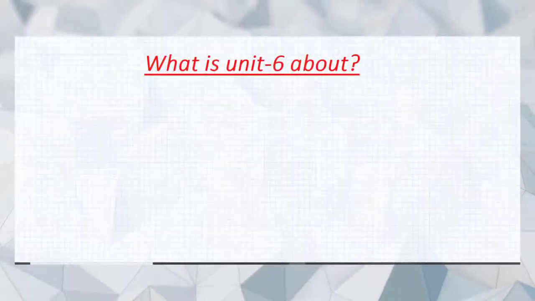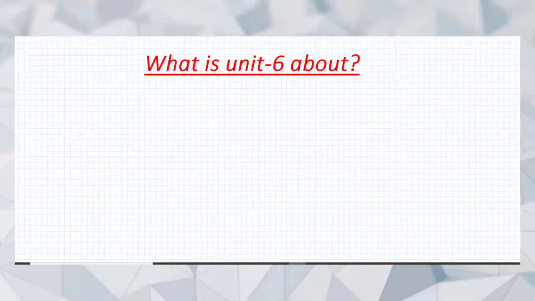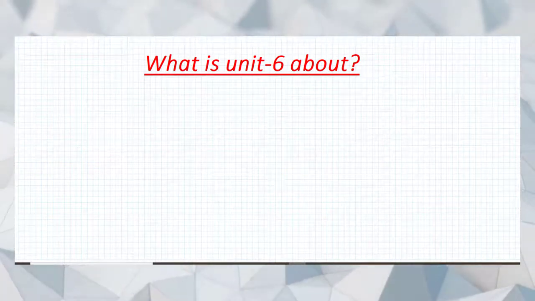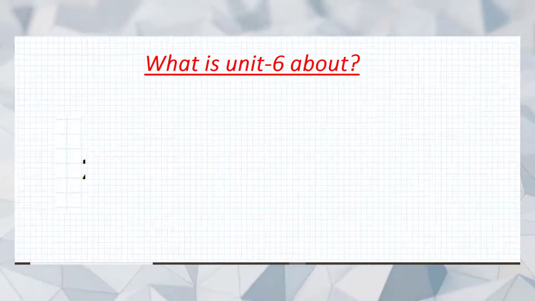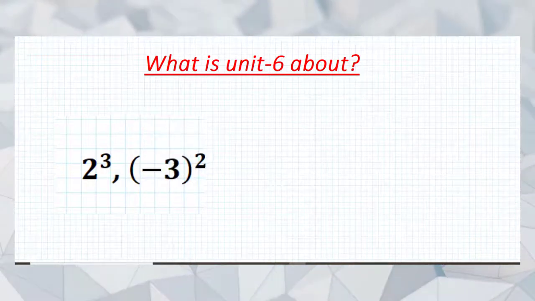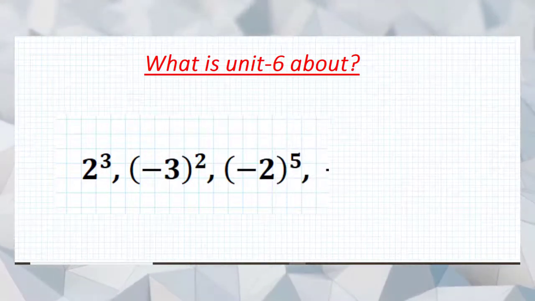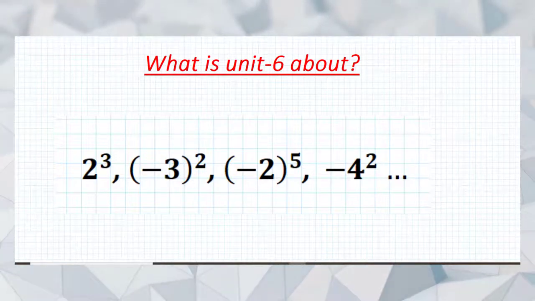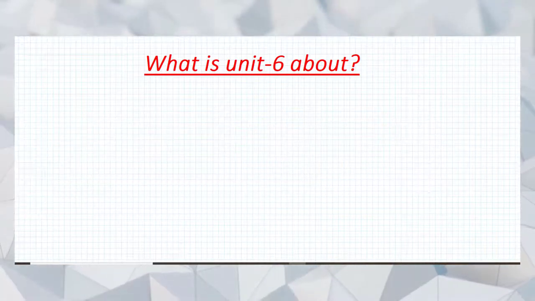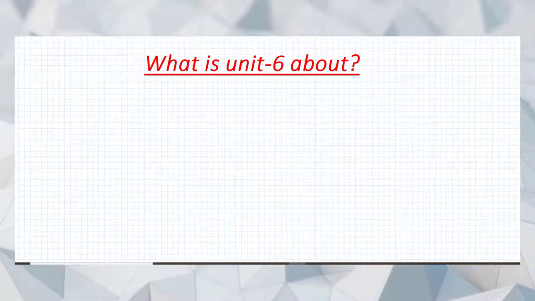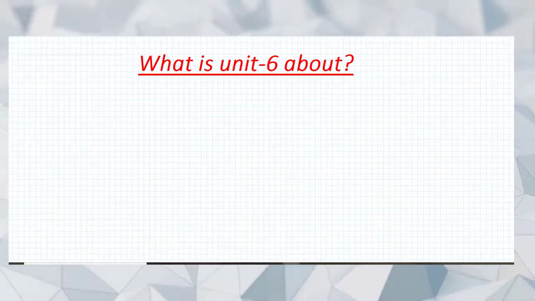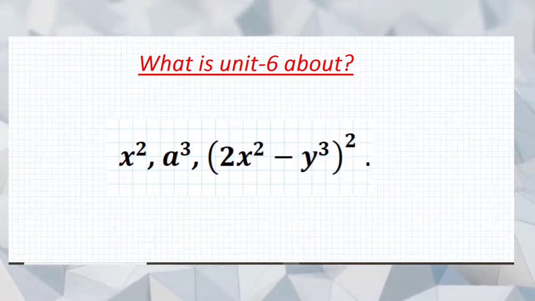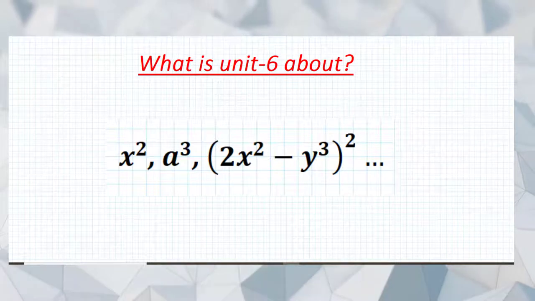So far this year, whenever we had to deal with an exponential notation, the exponent had always been a non-negative integer. We've seen notations like 2 to the cube, negative 3 squared, negative 2 to the fifth, negative 4 squared, etc., where the base is a specific number, or even expressions where the base is a variable, like x squared or a cubed, or even 2x squared minus y cubed squared.